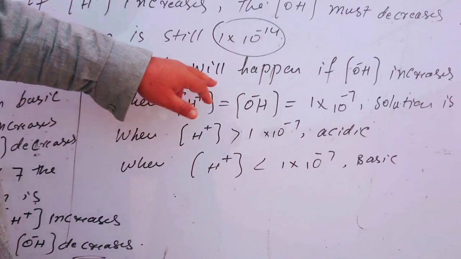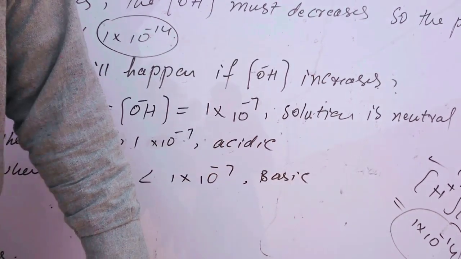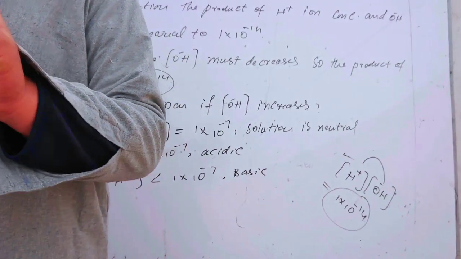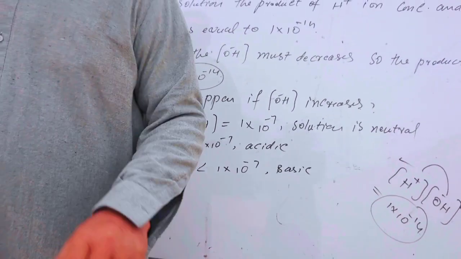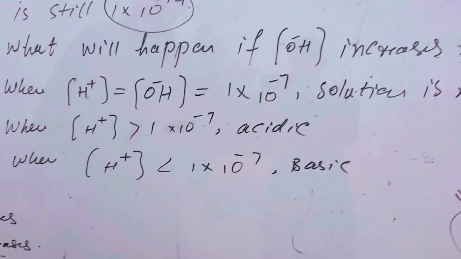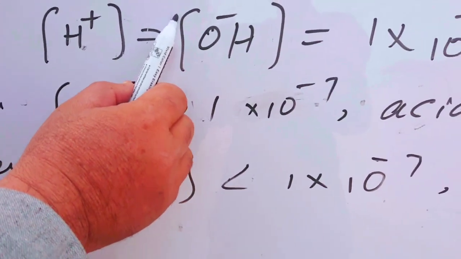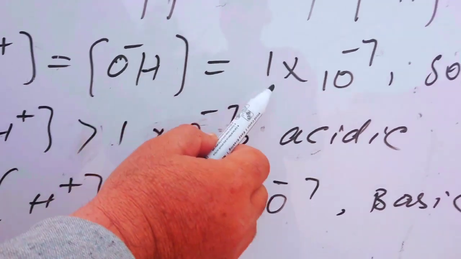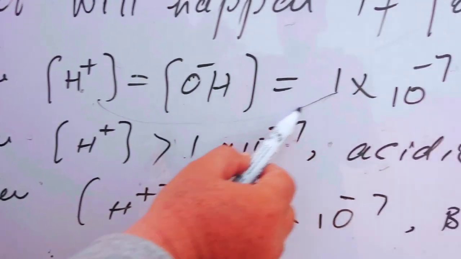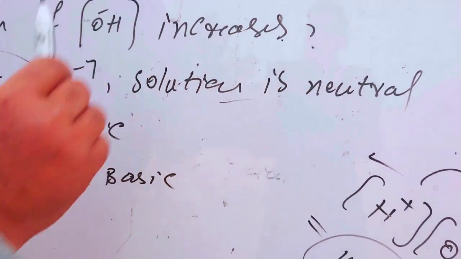Now what will happen if the concentration of OH minus ion increases? Obviously the solution will be basic. If the concentration of OH minus ion increases, H plus will decrease, so the solution will be basic. When the concentration of H plus ion is just equal to the concentration of OH minus ion, the solution is neutral.